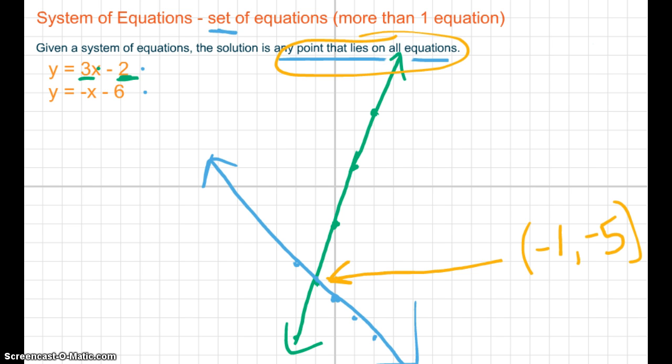And that's it. Sometimes you will have equations or lines that lie on top of each other, and in that case, your solution would be infinite solutions. Sometimes you'll have two lines that don't even intersect in a system, and in that case, you would have no solution. But for our purposes, the solution for our sets of equations will always be where the lines intersect. And that's it. That is your solution.